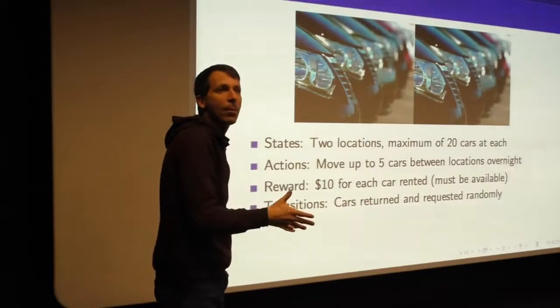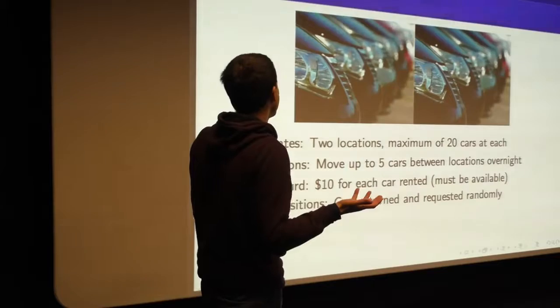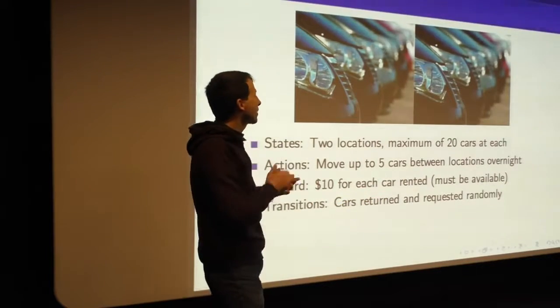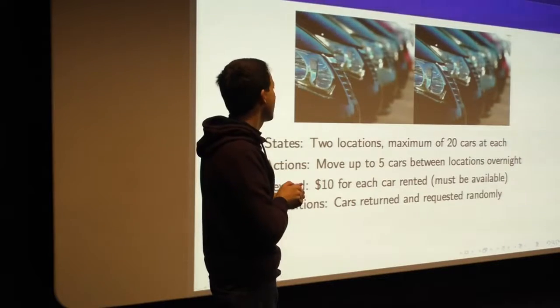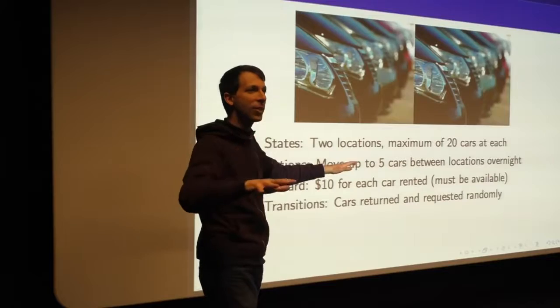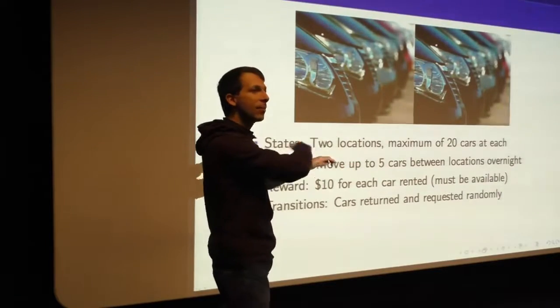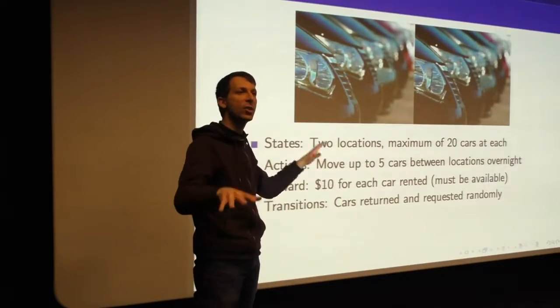So this is a toy example, but it's sort of indicative of something that people might care about in the real world. It's a problem from Sutton and Barto called Jack's Car Rental. Basically, there's this car rental place. It's got two different locations, and cars are rented from each of these two locations. And there's a maximum of 20 cars in each location.